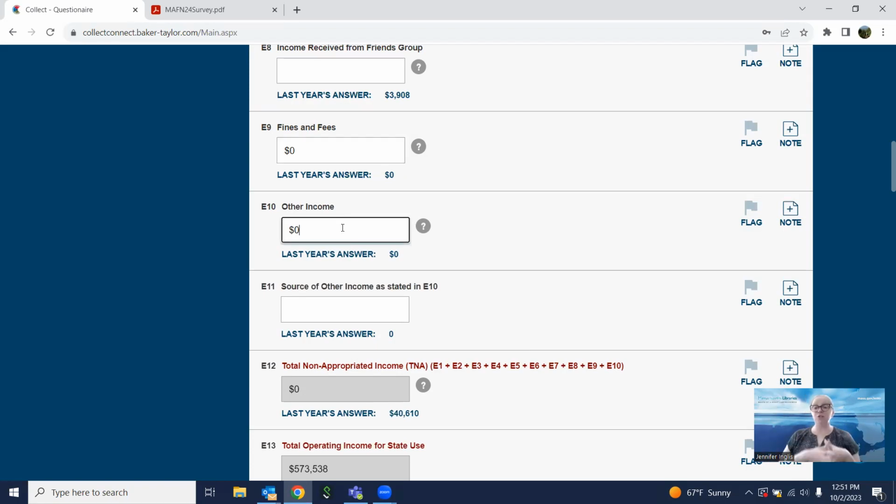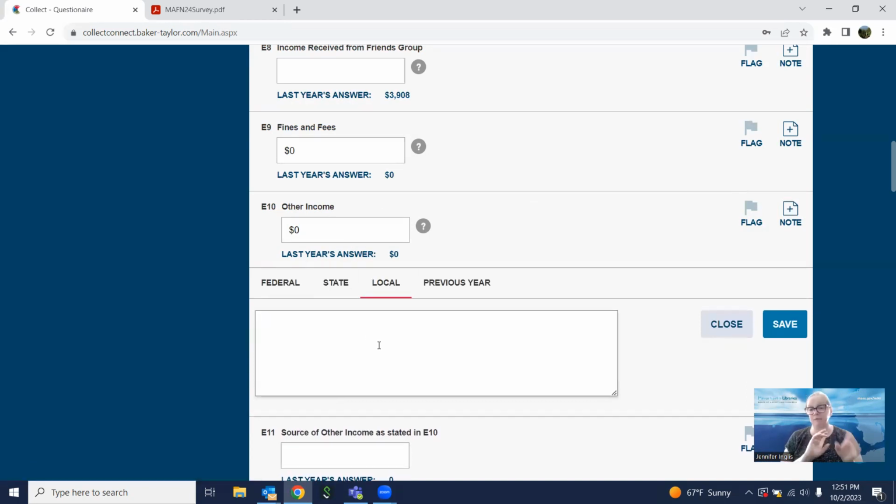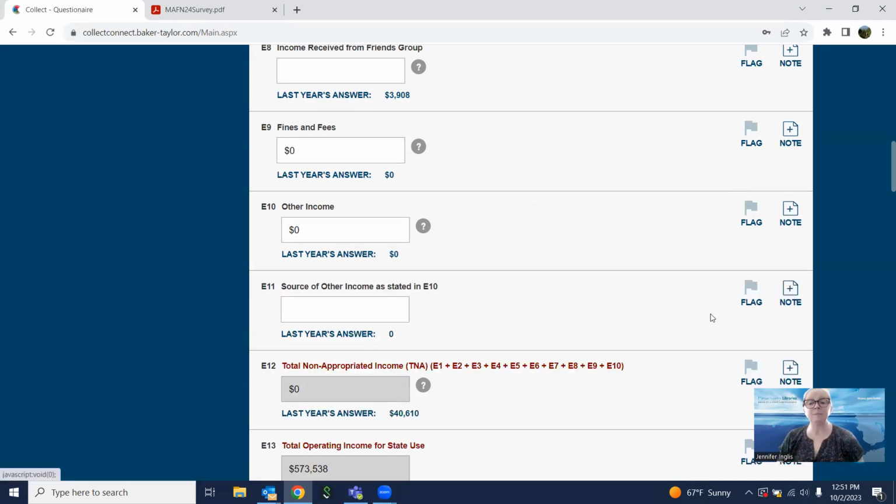What other money did you get last year for operating expenses? And then this is definitely a good spot to leave yourself a note. I got this random thing. Some people got rebates from electric companies or other utilities, and they used it for operating income. So that would be an example of something you would put there.